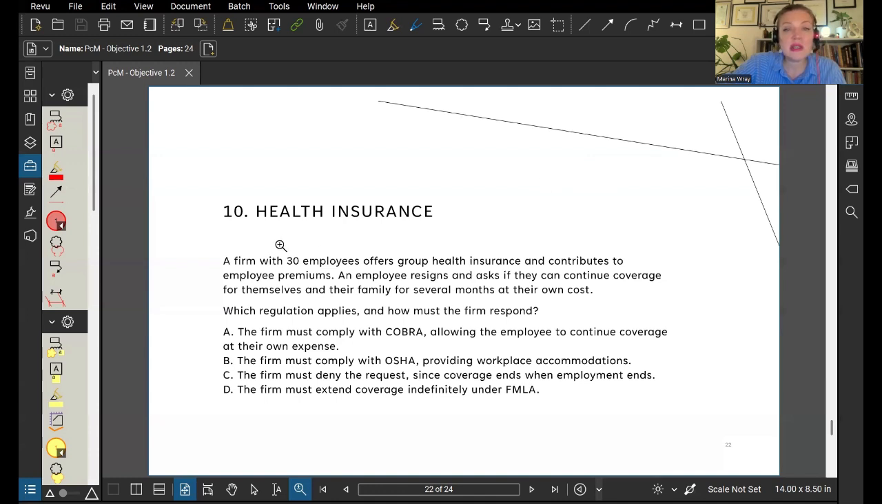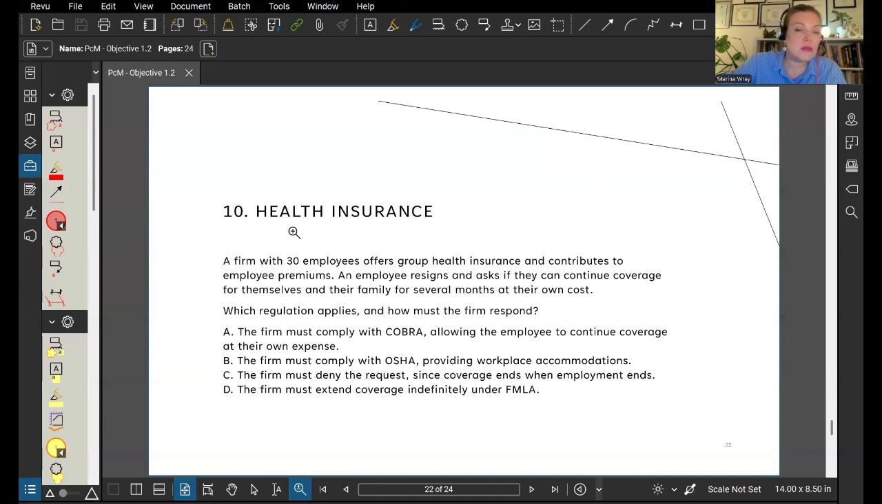So question number 10 is about health insurance. A firm with 30 employees offers group health insurance and contributes to employee premiums. An employee resigns and asks if they can continue coverage for themselves and their family for several months at their own cost. Which regulation applies and how must the firm respond?